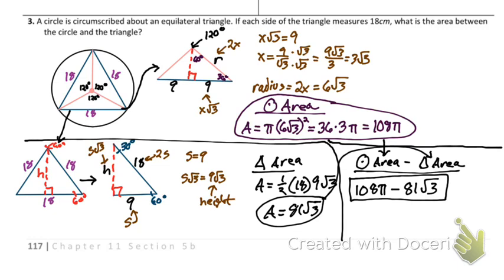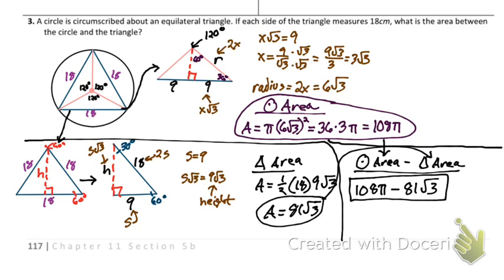Why would you multiply by 3 pi? Where did you get 3 pi from? I got it from here. Like how? 6 squared is 36. Square root of 3 squared is 3. Because 6 square root of 3 squared is 6 square root of 3 times 6 square root of 3, which becomes 6 times 6 times square root of 3 times square root of 3.